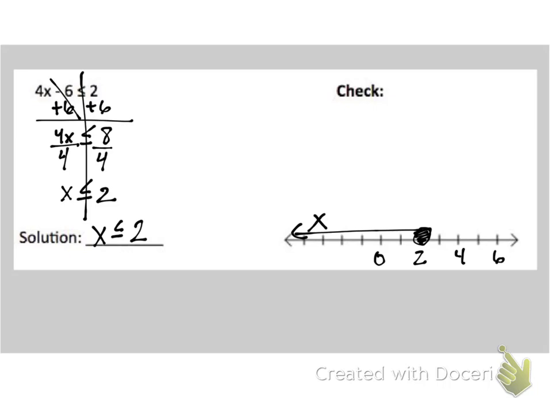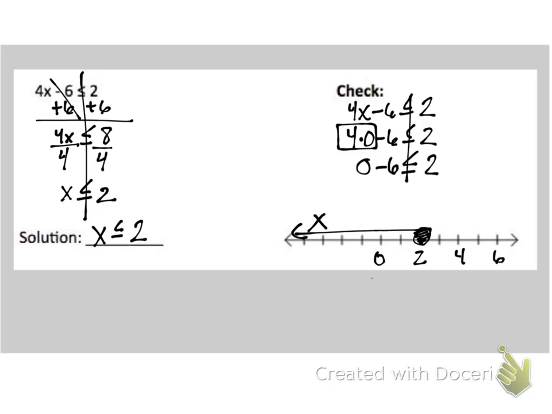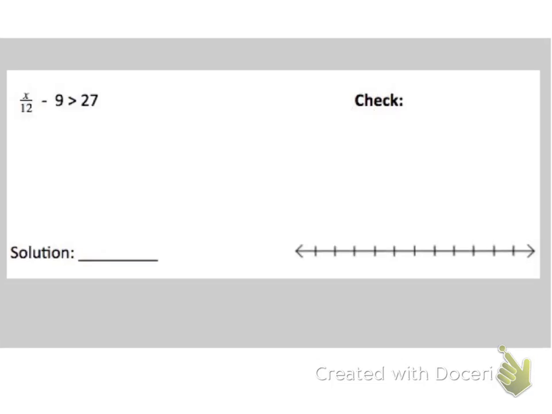Check. In order to check, we're going to rewrite 4x minus 6 is less than or equal to 2. We need to pick a value that's been graphed. Let's pick 0. 4 times 0 minus 6 is less than or equal to 2. 4 times 0 is 0. Minus 6 is less than or equal to 2. 0 minus 6 is negative 6, which is less than or equal to 2. That is a true statement. It is less than, so it checks.